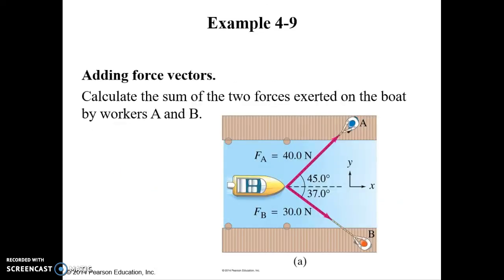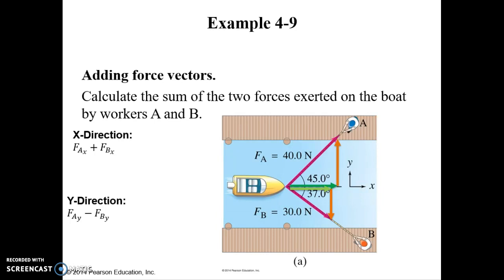This next example here, we want to calculate the sum of two forces exerted on a boat by worker A and B. Step 1 is to draw your force components on your object in the x and y direction. Just like we did with vector algebra, add up all the components in the x and y direction separately.